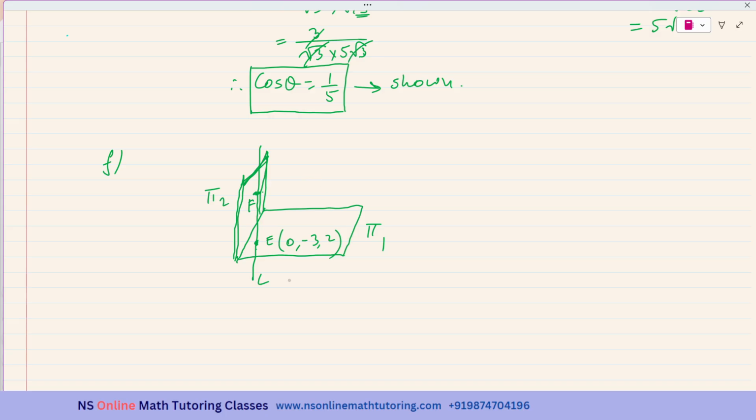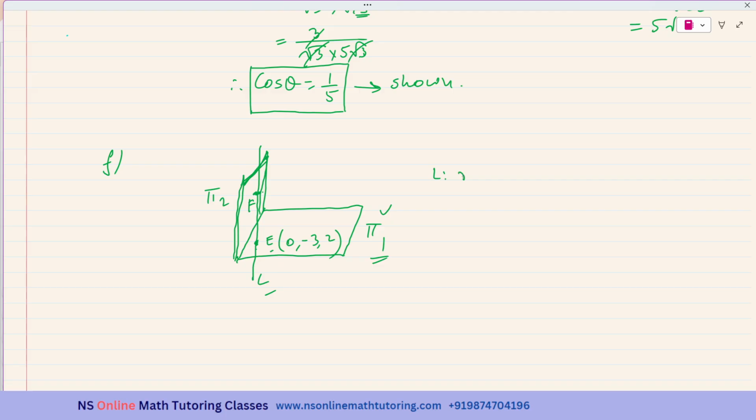First of all, we have to get the equation of the line L, and in order to get a vector equation of a line, what information do we need? We need the position vector of a point which is on the line, and we need the direction vector of the line. The point E is on this line L, so we have the position vector. And what about the direction vector? The direction vector is the normal to the plane, because this line is perpendicular to this plane pi 1. So the normal to this plane pi 1, that is n1, should be parallel to this line L, so that can be taken as the direction vector of this line L.